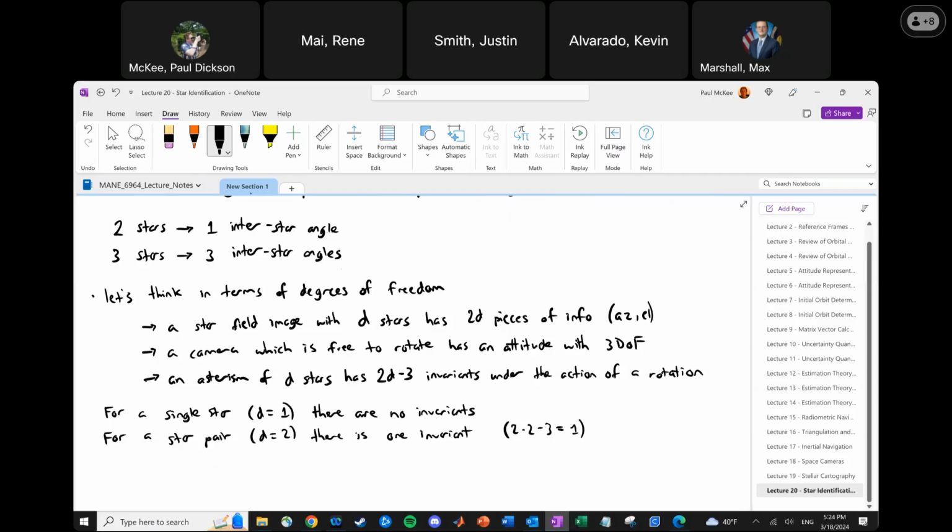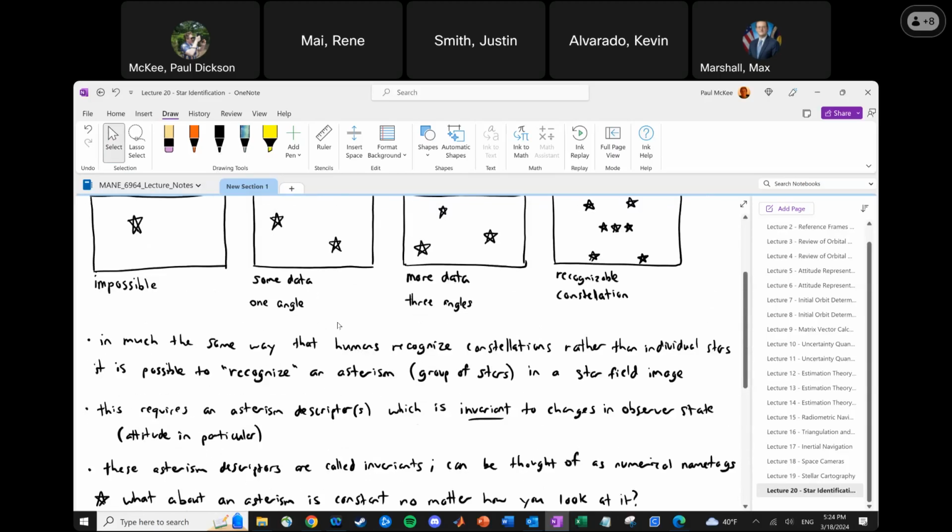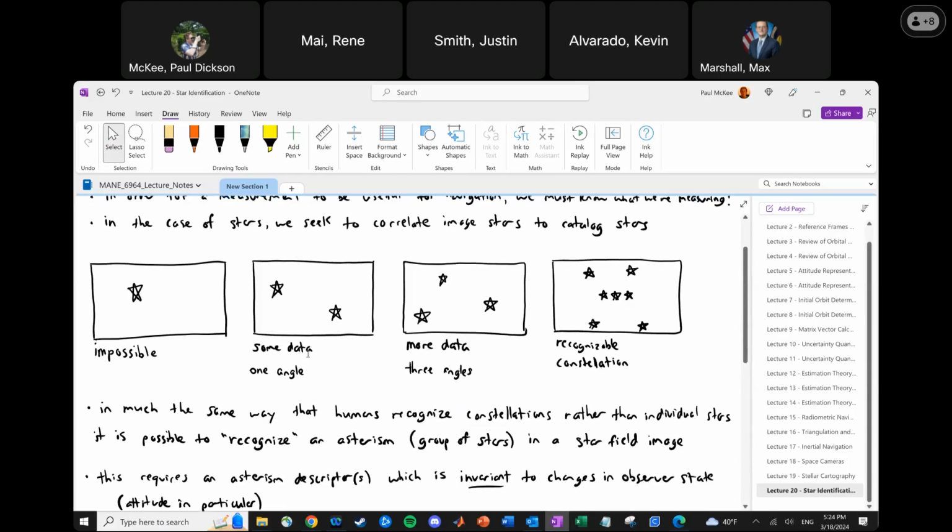And then for a star triad, D equals 3, there are 3 invariants. And that is 2 times 3 minus 3 equals 3. Right? And so that is actually what we were already saying, right? So a star pair has one angle, and that angle is invariant. It's going to be the same however you look at it, assuming there isn't some malfunction with your camera.